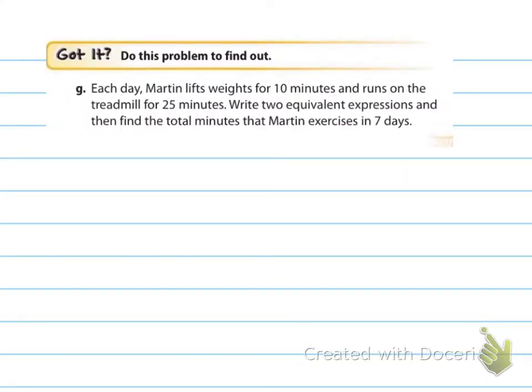So G, you're going to do this on your own. Each day, Martin lifts weights for 10 minutes and runs on the treadmill for 25 minutes. Write 2 equivalent expressions and then find the total minutes that Martin exercises in 7 days. So go ahead and solve this, and when you come back, I'll have the answers. Please pause the video now.